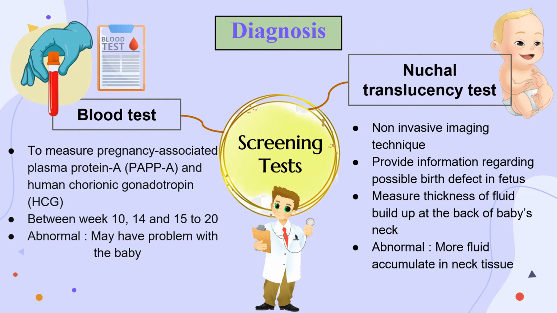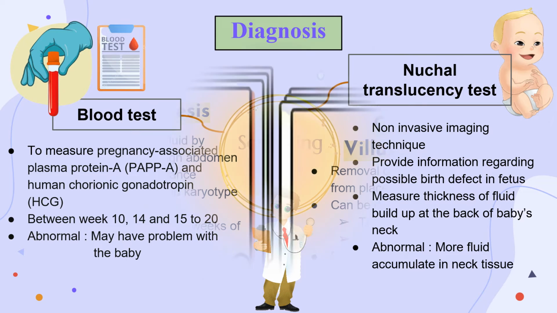There are 2 screening tests that can be done before the physicians come out with the diagnosis. First is a blood test to measure pregnancy-associated plasma protein A and human chorionic gonadotropin (HCG). Moreover, a nuchal translucency test can also be done, which provides information regarding possible birth defects in the fetus by measuring the thickness of fluid buildup at the back of the baby's neck.